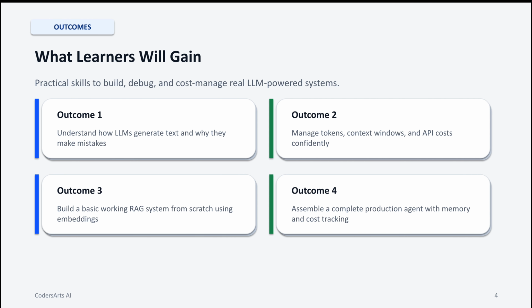So, what will the learner gain from this course? By the end of this course, you will gain practical skills for building and managing real LLM systems. Outcome 1: you will understand how LLMs generate text and why they make mistakes. Outcome 2: manage tokens, context window, and API cost confidently. Outcome 3: build a basic working RAG system from scratch using embeddings. Outcome 4: assemble a complete production agent with memory and cost tracking. These are the exact skills needed to build reliable AI applications in production.